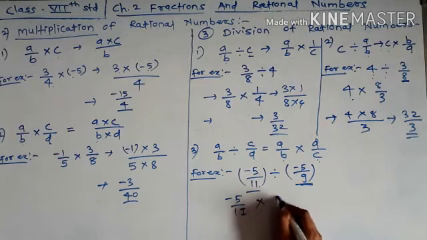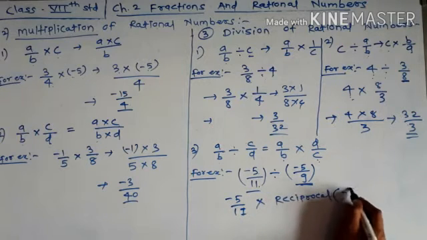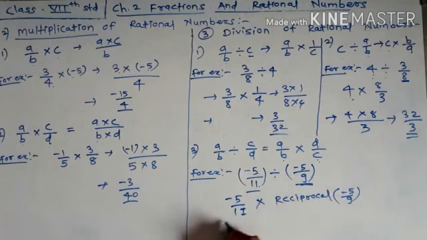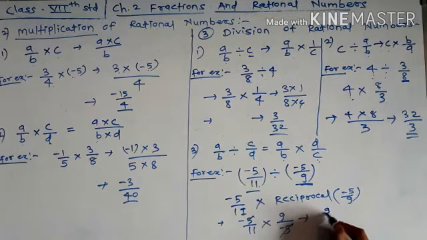Here the reciprocal of minus 5 upon 9 is equal to 9 upon minus 5. Now to multiply this, if in the numerator and denominator we have the same sign and the same number, then we can cancel it and we get the answer, that is 9 upon 11. So in this way we can divide two rational numbers.